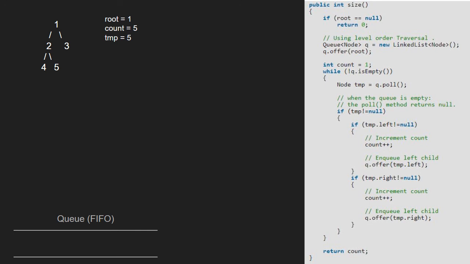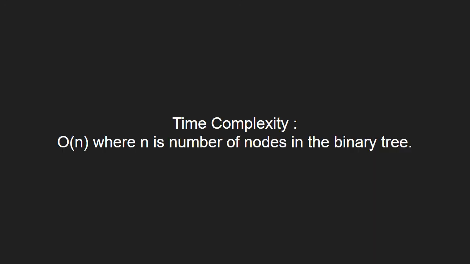Now let us have a look at the time complexity of the program. This code will run in big O of n complexity. Here n is the number of nodes in the tree.